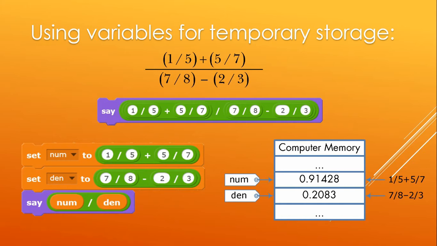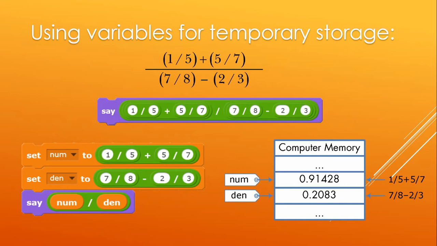So if you want to make this a bit simpler, you could use the concepts of your numerator and denominator. So in this particular thing, remember the numerator is on top, the denominator is on the bottom of the fraction. So let's split into numerator and denominator as you see there. So we'll put the numerator of 1/5 plus 5/7 in the numerator variable.